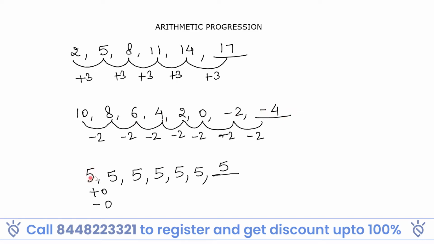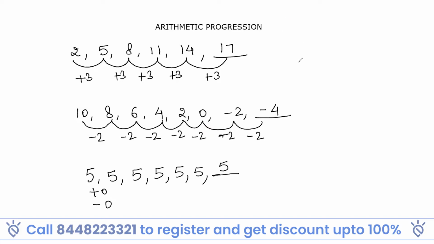Now coming to the last sequence here, where we started with 5, and then there is 5 throughout. So we can also say that we are adding 0 every time and we are getting the next term. Such sequences, as I just told you, are called arithmetic progression, where we start with any number and we keep on adding a certain number to get the next one. And that number has to be fixed. You cannot vary that. So if it's 3 here, it should be 3 throughout. If it's minus 2 here, it should be minus 2 throughout. If it's 0 here, it should be 0 throughout. So these are all arithmetic progressions.